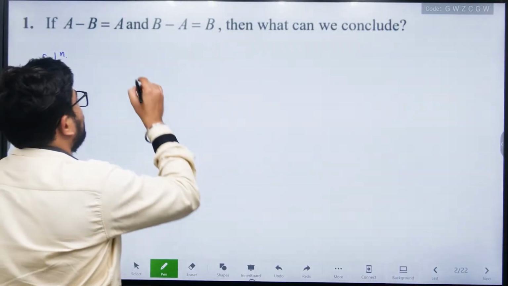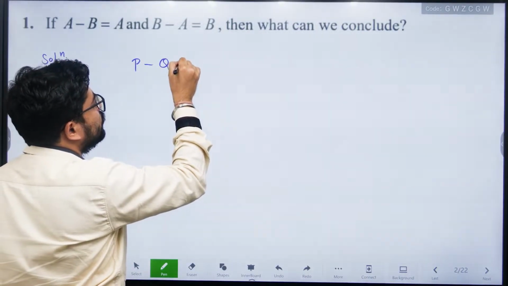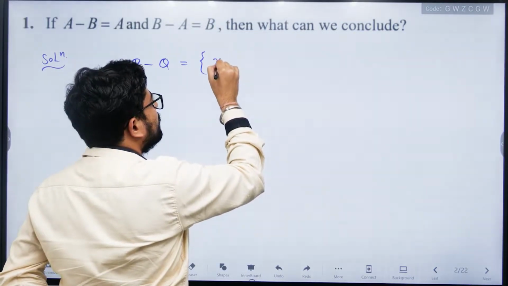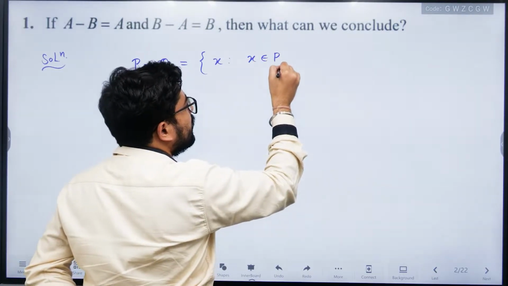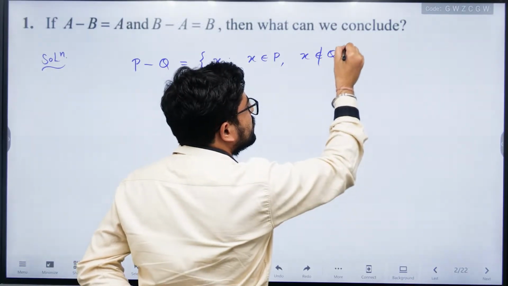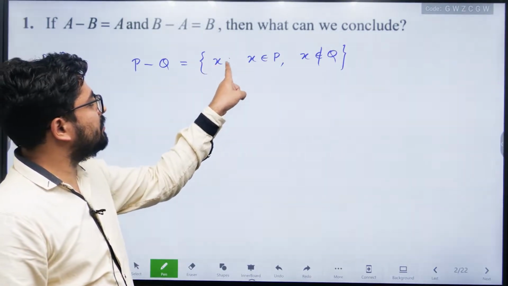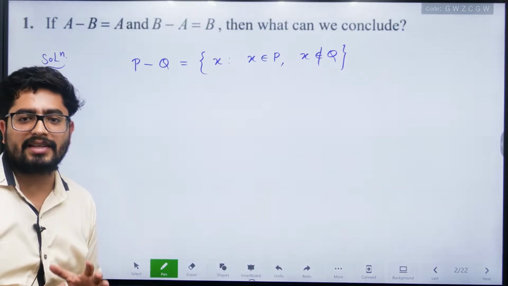First of all, let's say you have two sets P and Q. What is the meaning of P minus Q? The meaning of P minus Q is the collection of all elements which are in P, but the element is not a member of set Q. So P minus Q means the collection of all elements which are in P but not in Q. Okay, that's P minus Q.